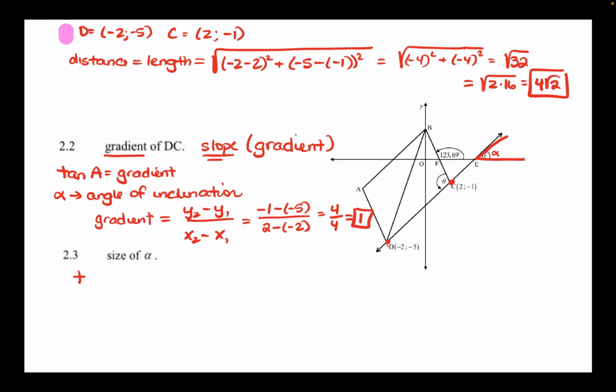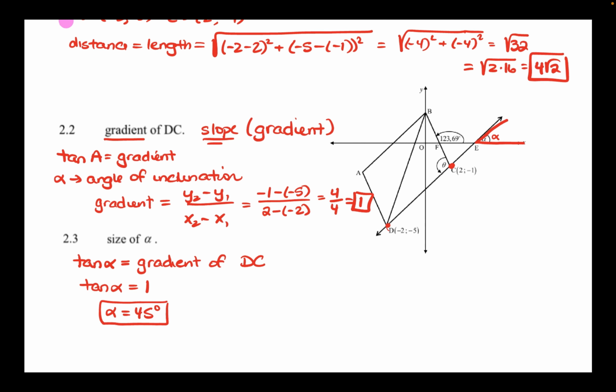Oh, but that is what we need in 2.3. So the tangent of alpha will be equal to the gradient of DC, which we know is 1. The tangent of alpha is equal to 1. We notice that alpha is an acute angle, and the tangent of alpha equals 1. That means alpha will be 45 degrees. You can get that using your calculator.